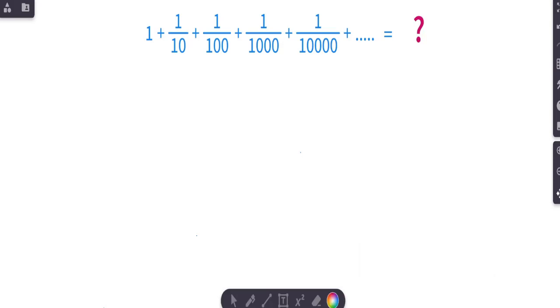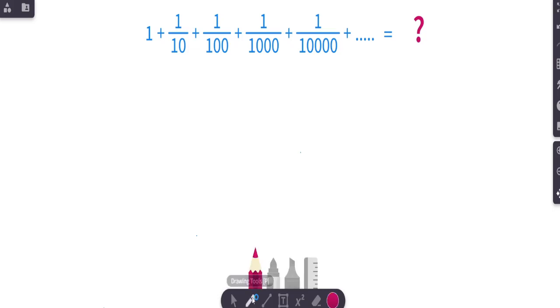Hello, welcome back. So today we are going to calculate this sum right here. 1 plus 1 divided by 10 plus 1 divided by 100 plus 1 divided by 1000, etc., etc. It's an infinite sum with an infinite number of terms.